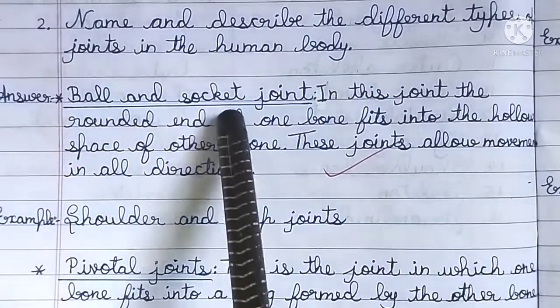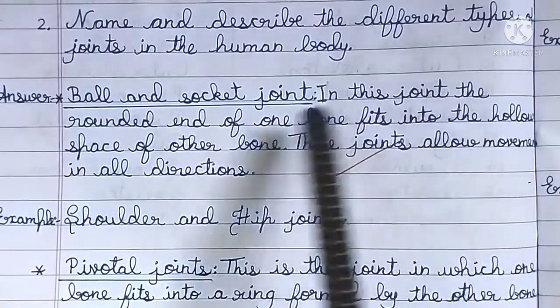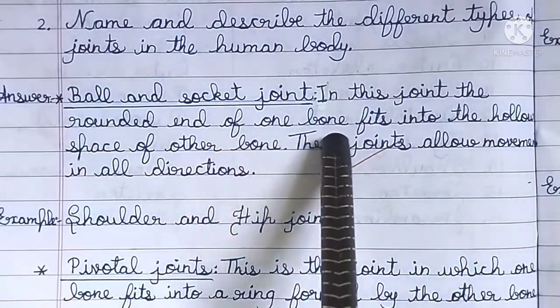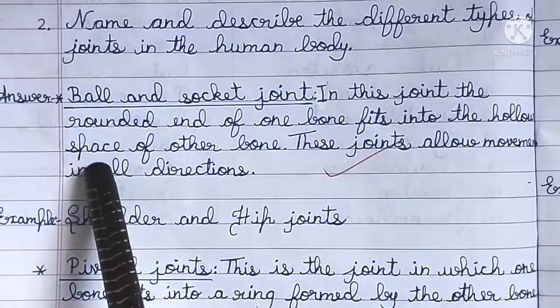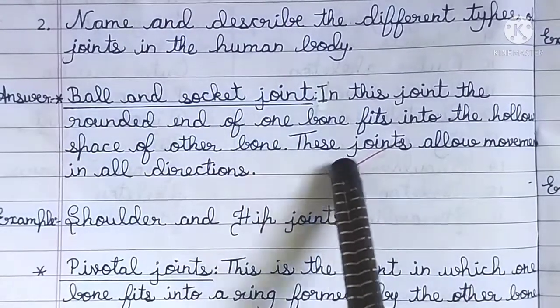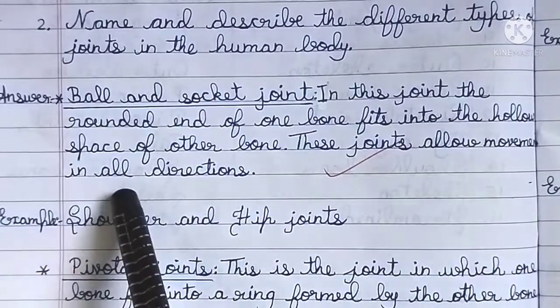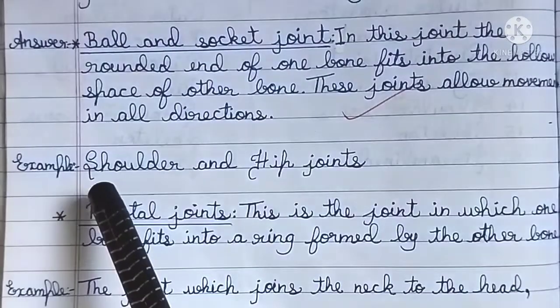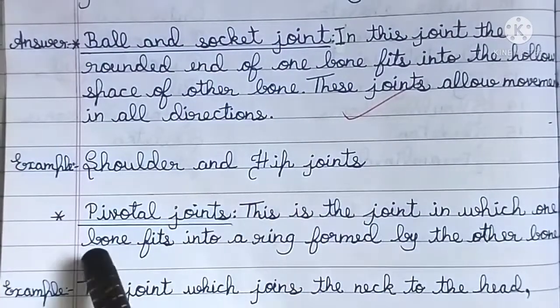Name and describe the different types of joints in the human body. Answer. Ball and socket joint. In this joint, the rounded end of one bone fits into the hollow space of the other bone. These joints allow movements in all directions. Example, shoulder and hip joints.